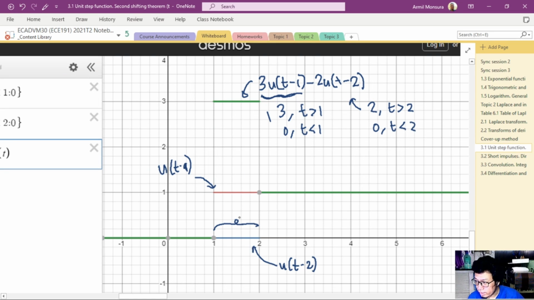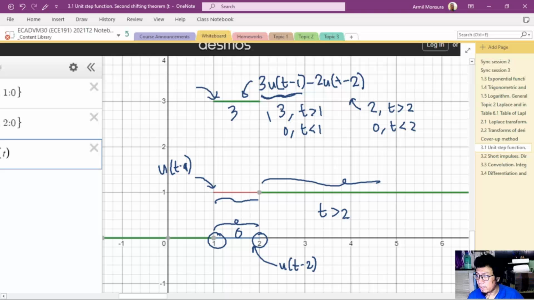Now let us look at the interval between 1 and 2. Here the first function is 3, while the second function is 0, so 3 minus 0 is 3. That's why you have this. But in the interval where t is greater than 2, this is 3 minus 2, so the difference between them is 1. So this is essentially 1 for t greater than 2.